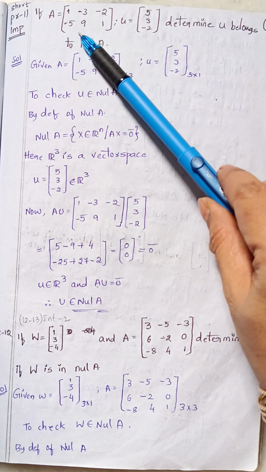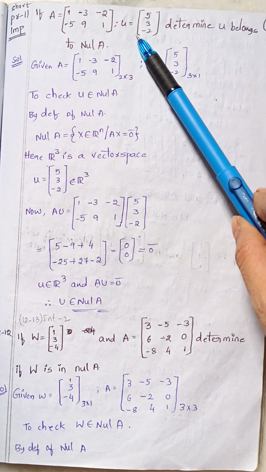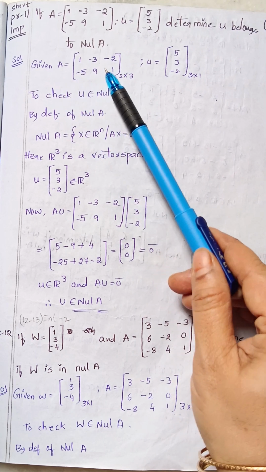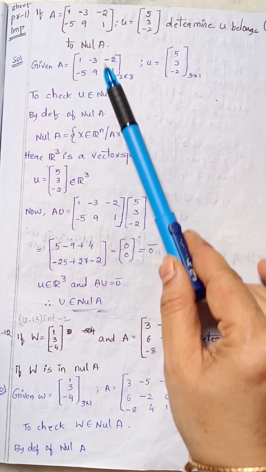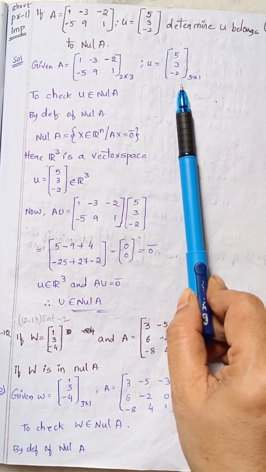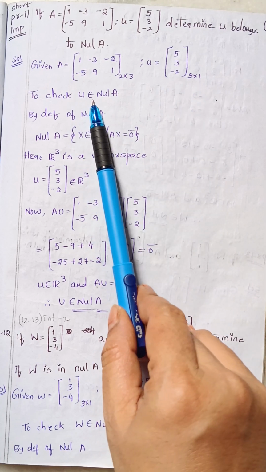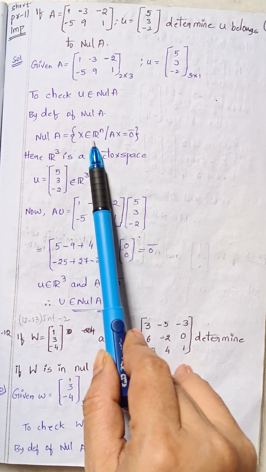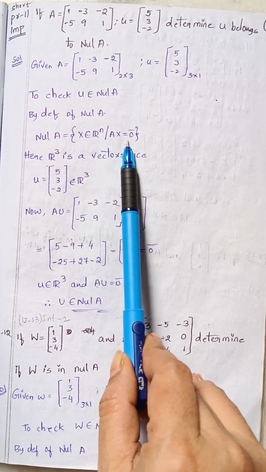See here some problems. One matrix is given here and one vector is given. Determine whether U belongs to null A or not. See, A has 2 rows and 3 columns, so it is a 2 cross 3 matrix. U is a 3 cross 1 matrix. To check whether U belongs to null A, what is the definition for null A? X must belong to R power n, and at the same time Ax must be equal to 0 bar.